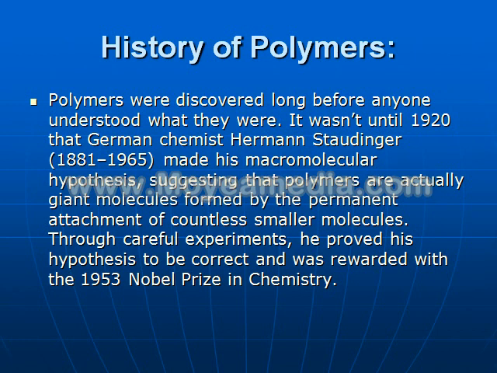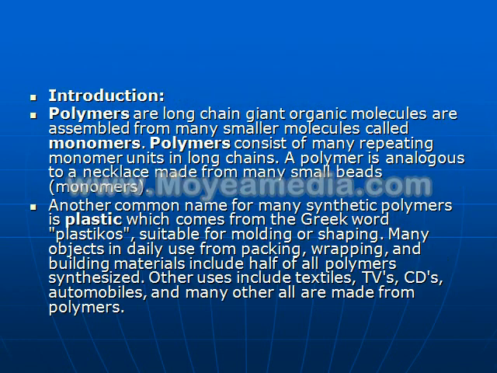Polymers were discovered long before anyone understood what they were. It wasn't until 1920 that German chemist Hermann Schrödinger made his molecular hypothesis, suggesting that polymers are actually giant molecules formed by permanent attachment of countless smaller molecules. Through careful experiments, he proved his hypothesis to be correct and was rewarded with the 1953 Nobel Prize in Chemistry.